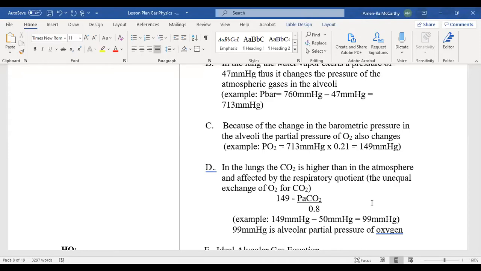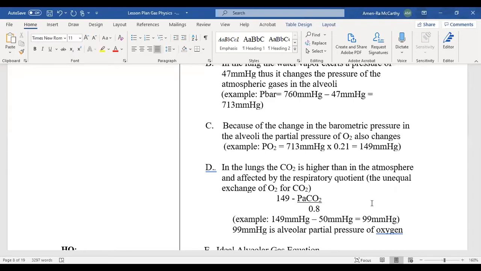So you need to start recognizing some of these numbers that you're always going to see. If everything's normal, you know it's going to be 713, and you know it's going to be 50 on that side. So all you're really doing is multiplying by that FiO2. It may be changed, okay? So just keep that in mind. It's not really that hard. The 47 is usually always the same. The barometric pressure is usually always the same, right? And the CO2 and RQ is usually always the same.